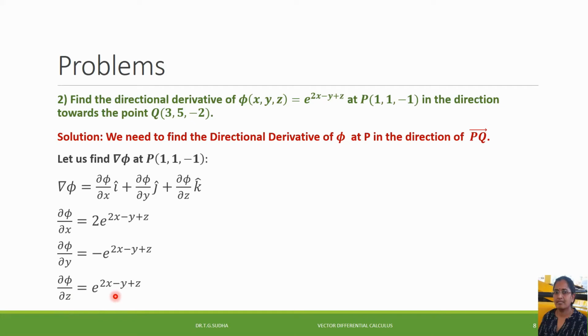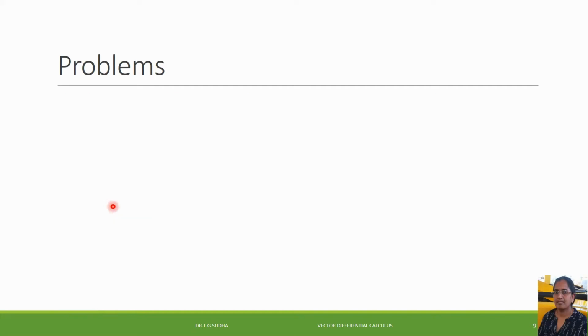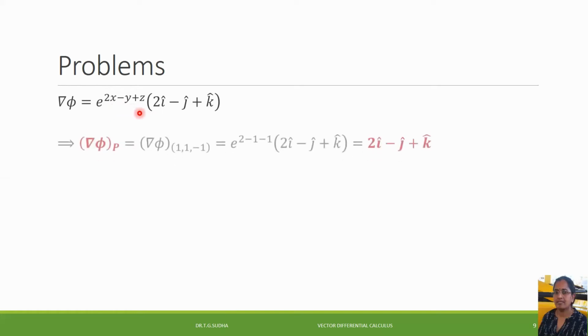Now let us substitute these values of dou phi by dou x, dou phi by dou y and dou phi by dou z in the del phi expression to get grad phi is equal to e to the power of 2x minus y plus z into 2i minus j plus k. So this is obtained by taking e to the power of 2x minus y plus z common throughout.